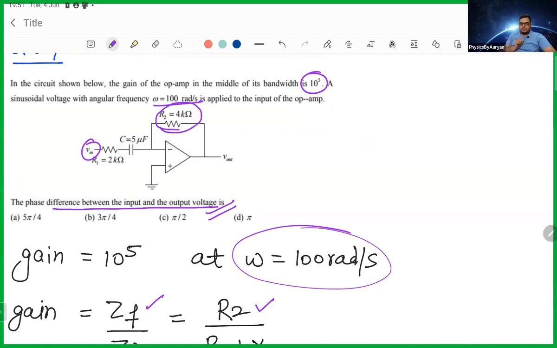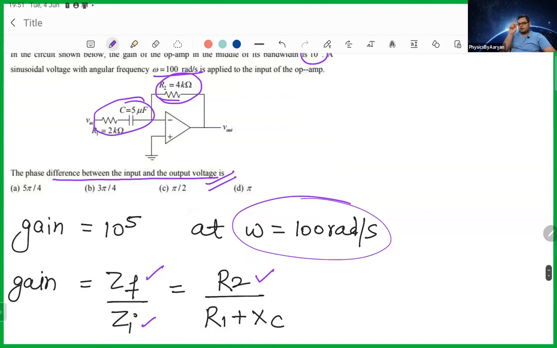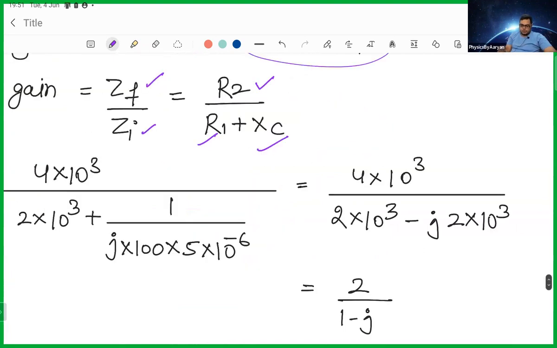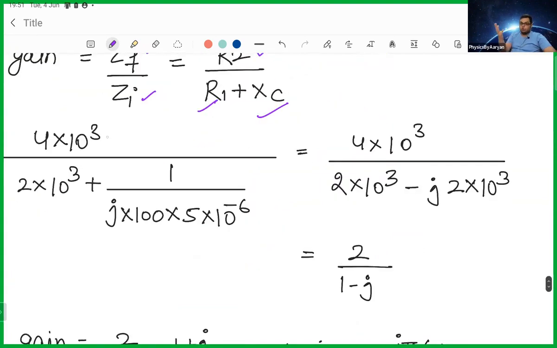Okay. Now, in the input, resistor and capacitor are in series. So I will say R1 plus XC, the resistance of the resistor plus the capacitance of the capacitor. Now I will put all the values. R2 is 4 into 10 to the power 3, 4 kilo ohm. R1 is 2 kilo ohm, so 2 into 10 to the power 3.